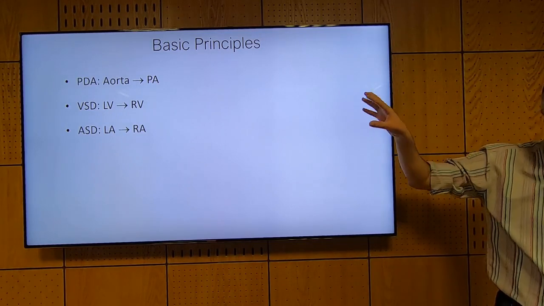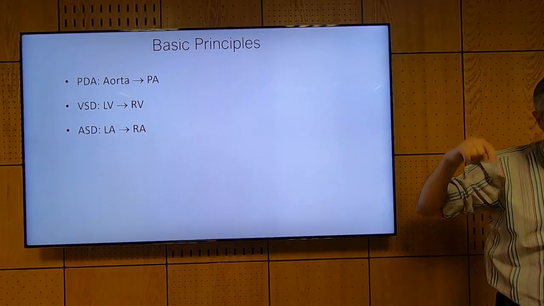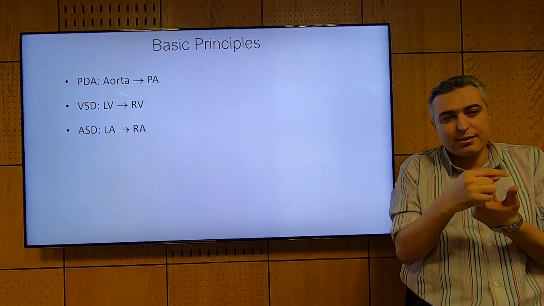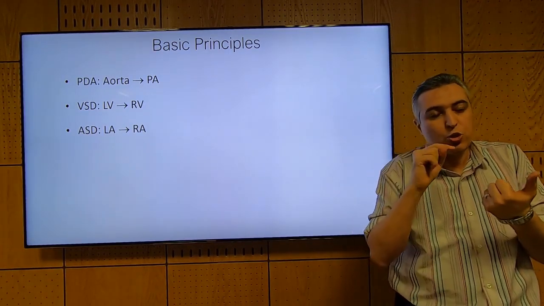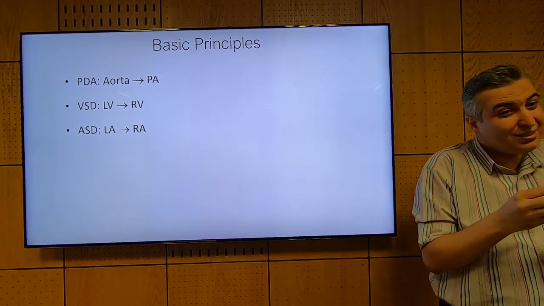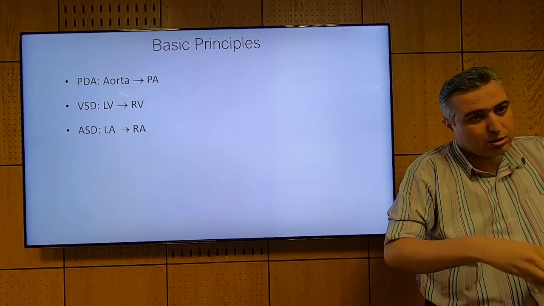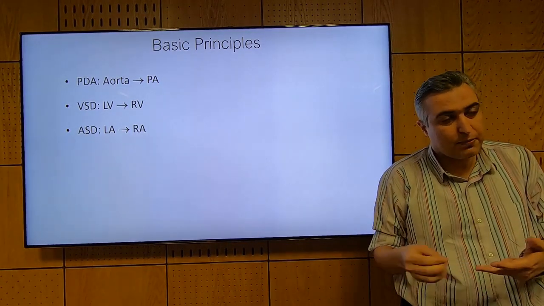But actually, this does affect flow, but indirectly. How is that? So the systemic vascular resistance is high. So the systemic pressure is high. So the left ventricle has to exert higher pressure to push the blood into the systemic circulation.